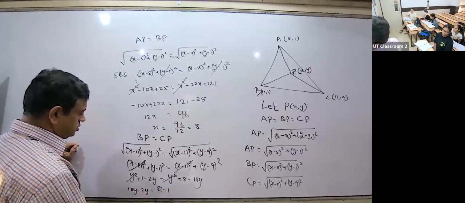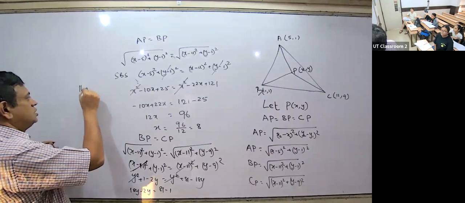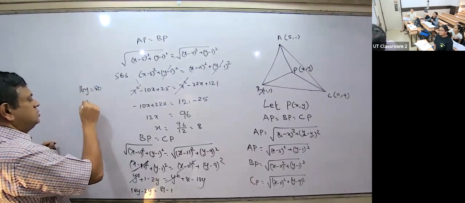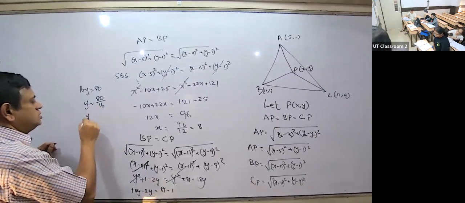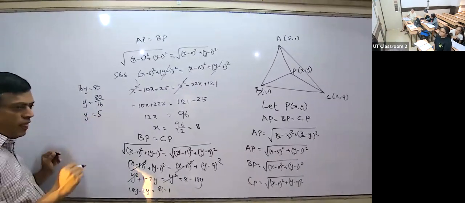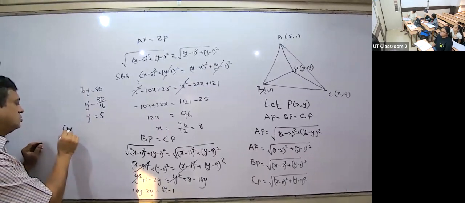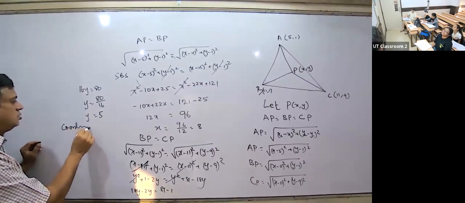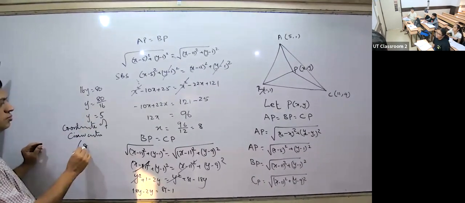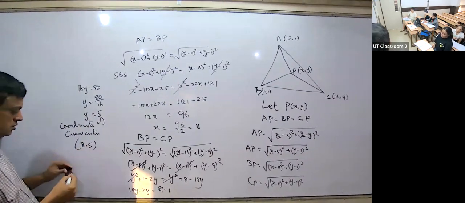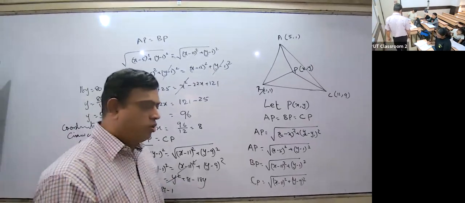Minus 18y minus 2y, 81 minus 1. So that is equal to how many? 16y equals 80. y equals 80 by 16, y equals 5. Therefore, the coordinate of the circumcenter P is (8, 5).